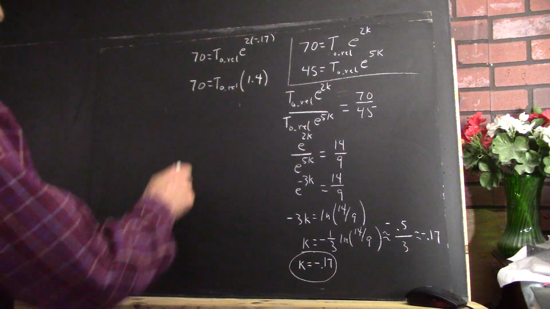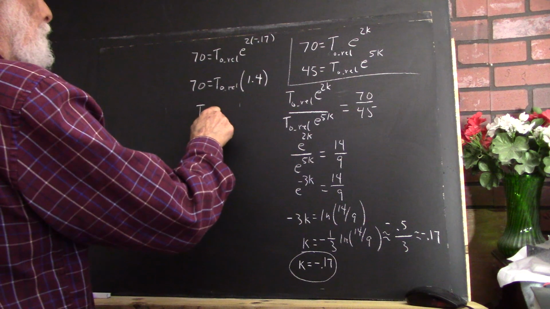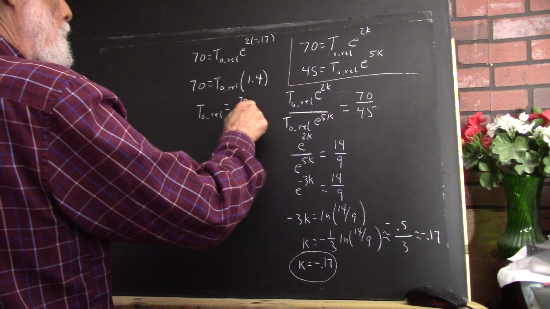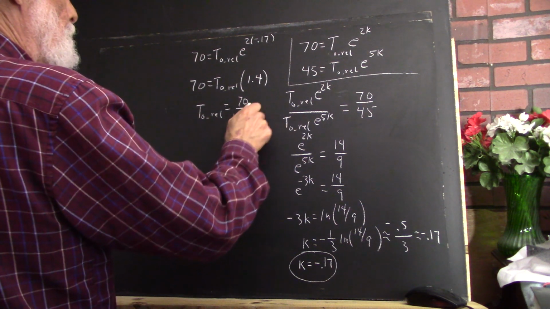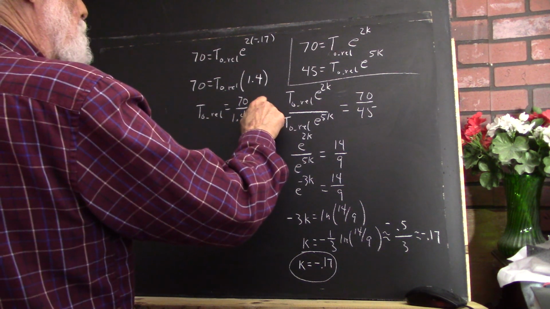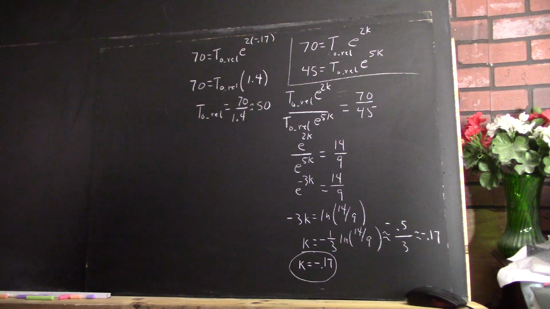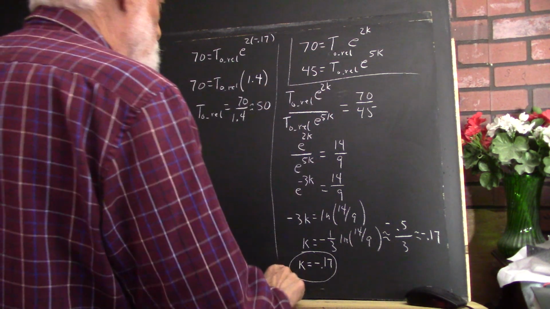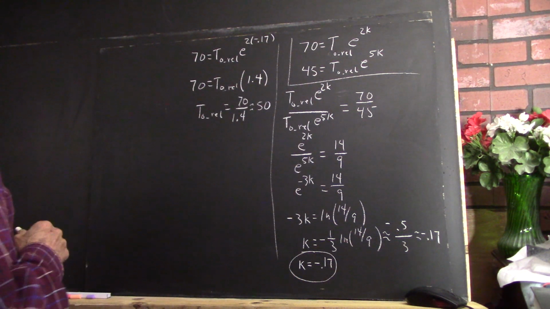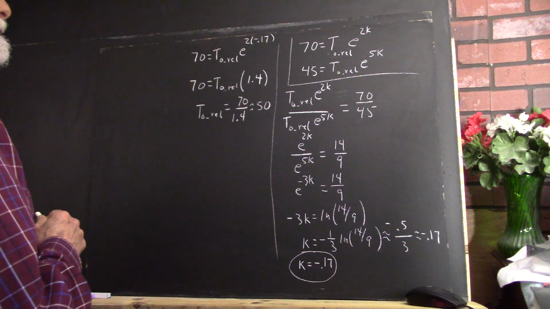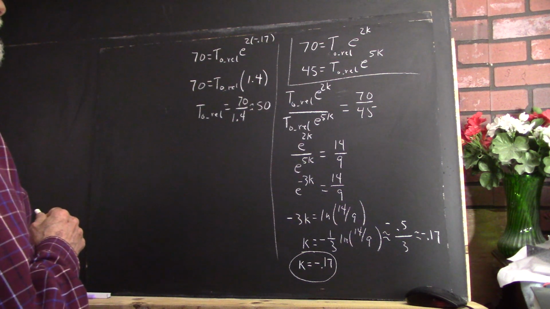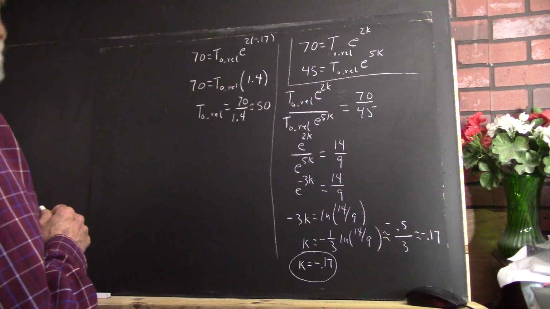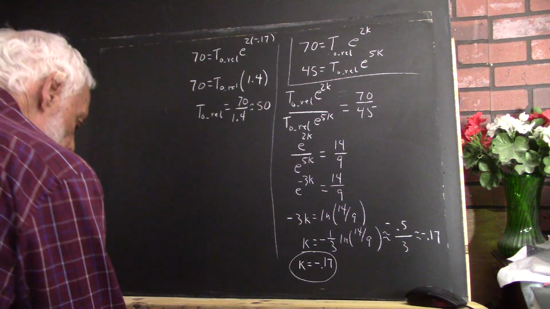Okay, so then, it also turns out that that's real convenient. T0 relative is 70 over 1.4, which is about 50. So that came out pretty conveniently. And that's totally ridiculous. Oh boy, I have a negative exponent there.